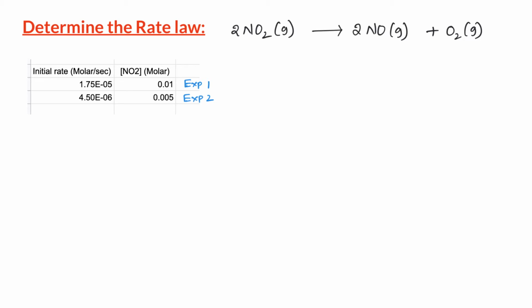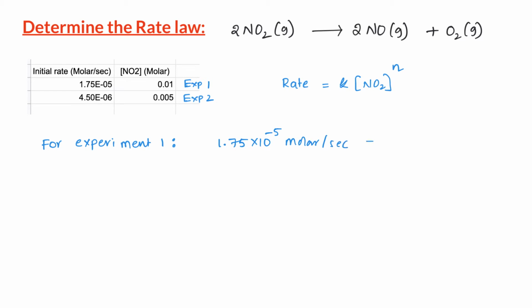The general form of the rate law is rate equals k times the concentration of NO2 to the power n. For experiment 1, the rate is 1.75 times 10 to the minus 5 molar per second, and the concentration of NO2 is 0.01 molar. Let us call this equation number 1.